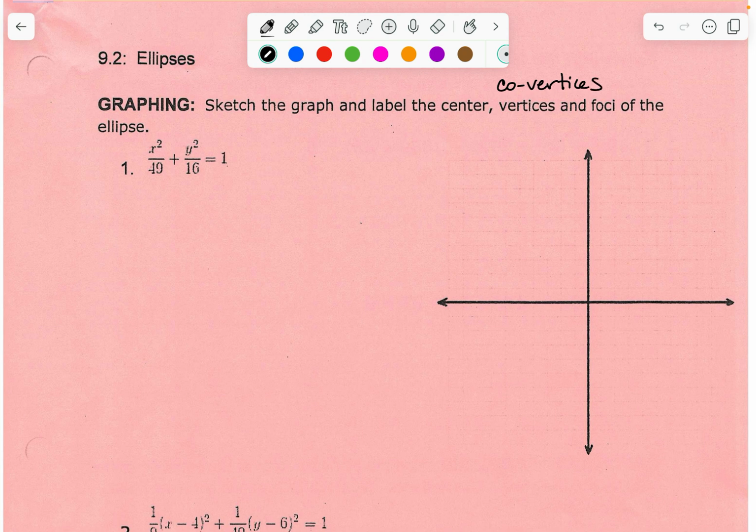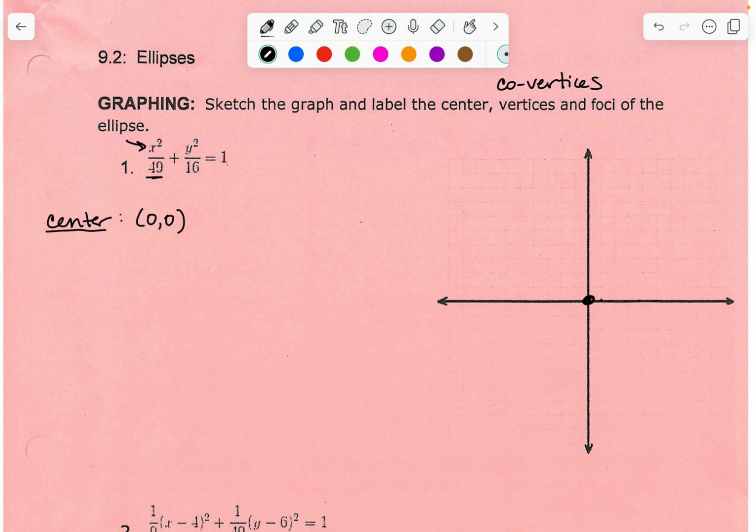All right, center on this one is 0, 0. So I'm going to go here, 0, 0. For x, you go forward and backwards 7. Oh, that's hard. 1, 2, 3, 4, 5, 6, 7. So your vertices are 7, 0, and negative 7, 0.